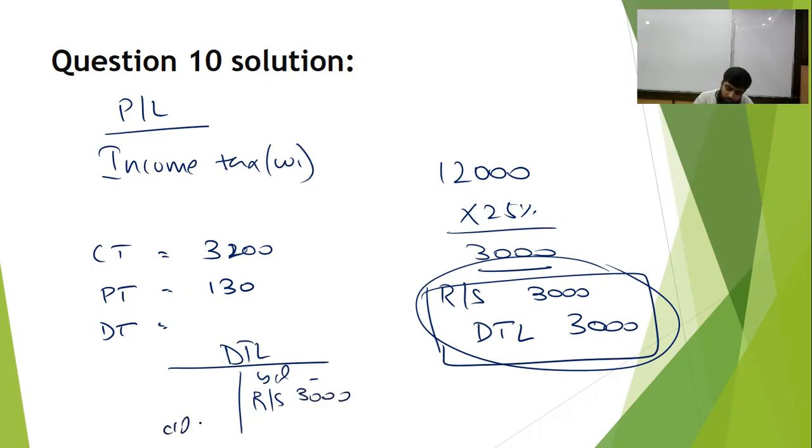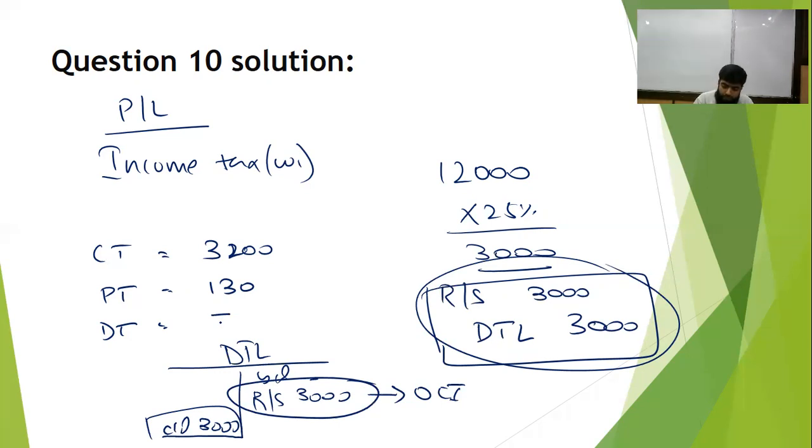So the closing balance of the deferred tax liability account would be 3,000, and it will be recorded in the balance sheet. This will be recorded in OCI. It will be adjusted in the amount of revaluation surplus. So no deferred tax expense will be recorded here. That is 3,200 plus 130. It means 3,330 will be recorded as the income tax for the year.